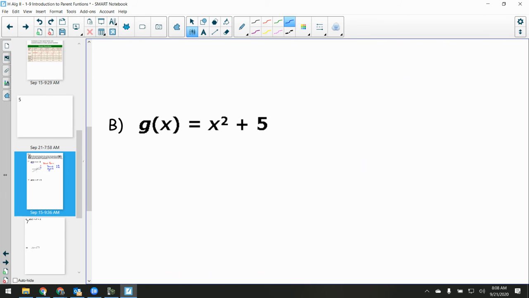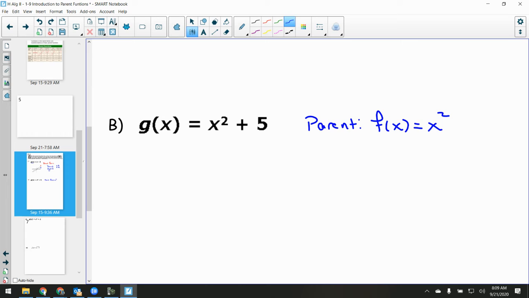You guys have x squared plus 5. Okay, so the first thing that we should do is identify the parent. So what type of function do you think this is, out of these here? Go ahead, Colton. Quadratic. It's quadratic, right? So we could say that the parent is f of x is equal to x squared.